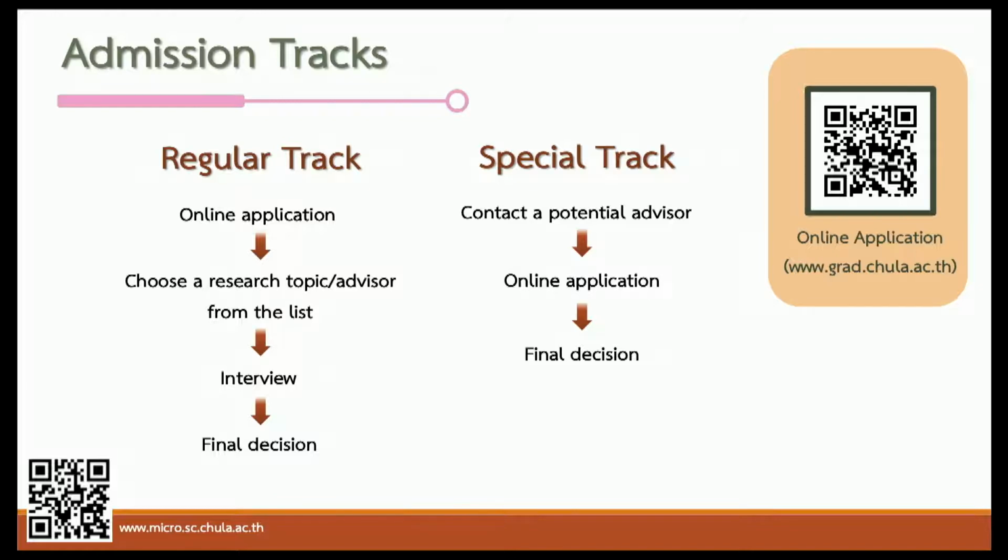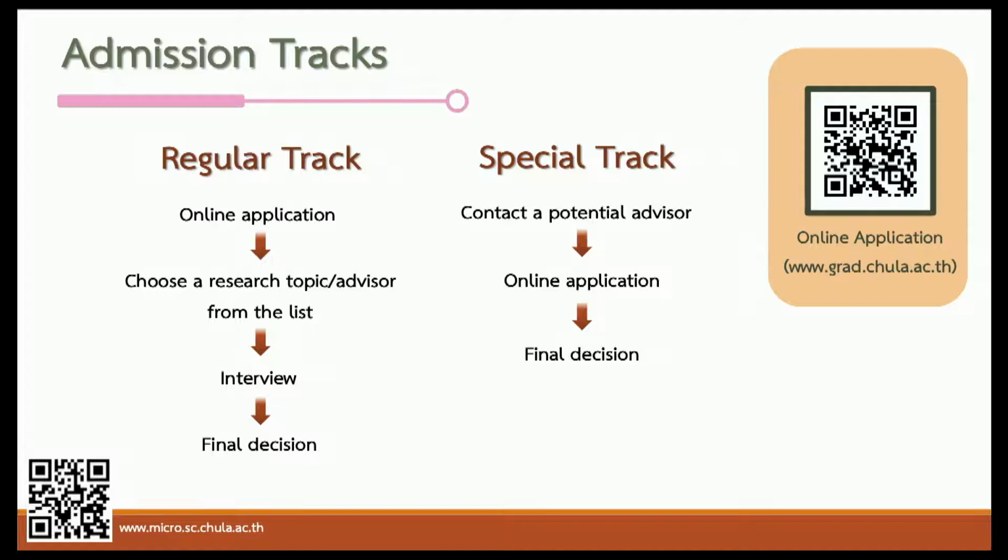For the special track, you first contact any professor or faculty member whose research you are interested in, and if they accept you as a potential student, you can apply online. You can do the online application on the graduate school website. Here on the right-hand side, you see the QR code of the graduate school website; our admission applications are all processed on the graduate school website.